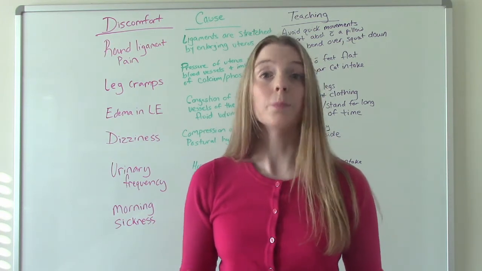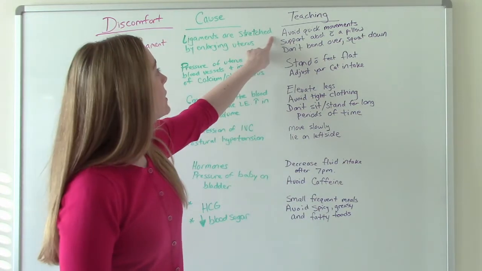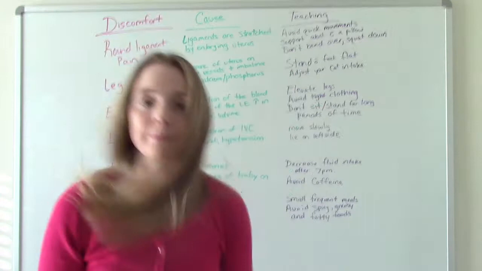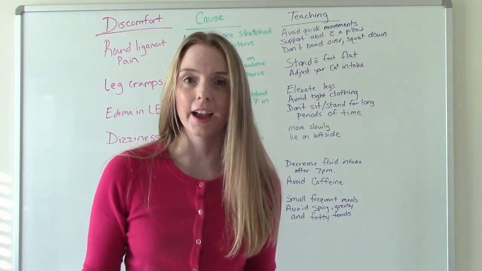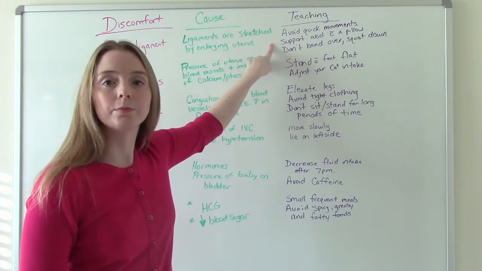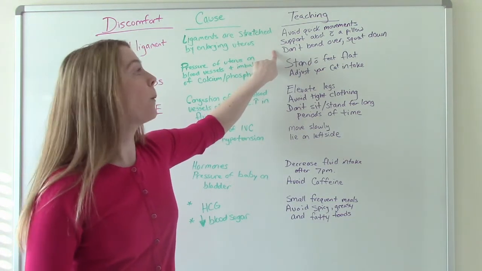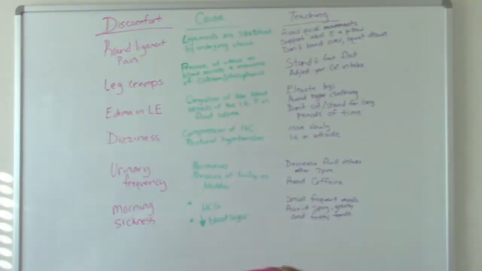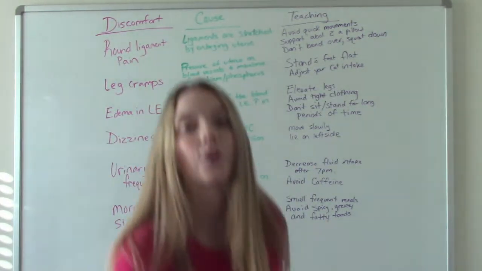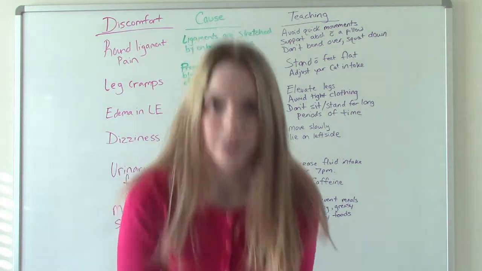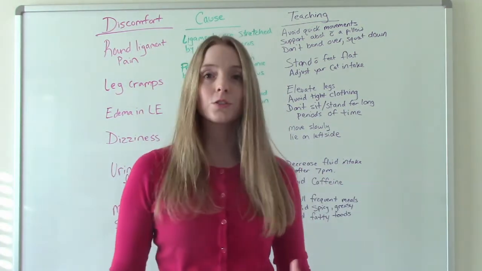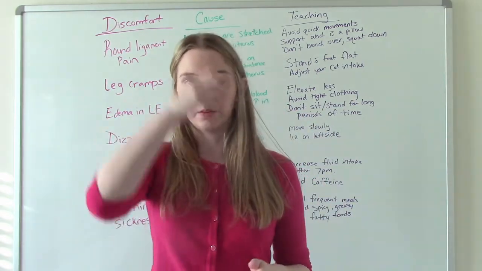And what can we do about it? We can tell them to avoid quick, jerky movements, okay? Support the abdomen with a pillow. And then don't bend over like this. Bend over to pick things up like this. Okay, do a squat bend, not a forward bend, like good body mechanics. Okay, those are some things we can help our patients with round ligament pain.